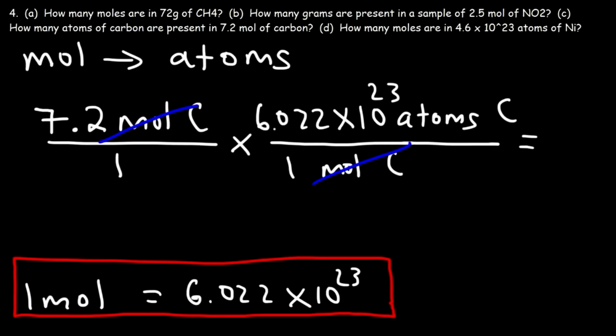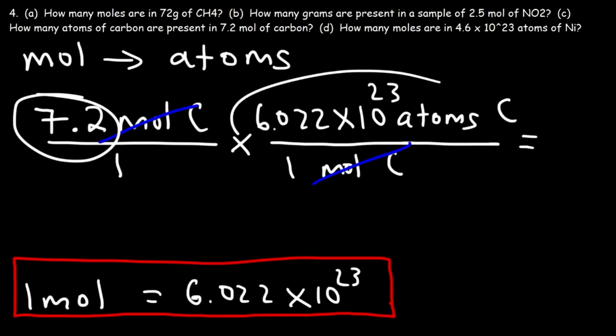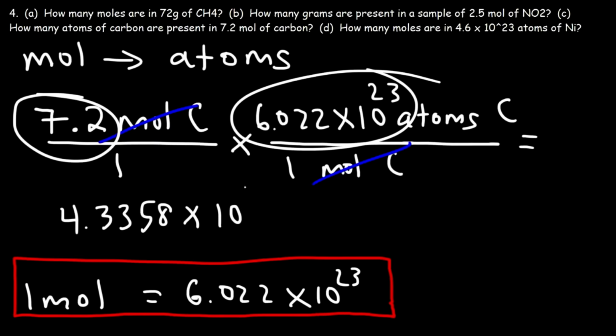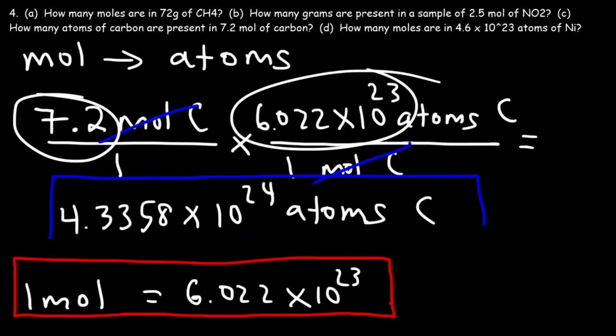So what we need to do in this case is multiply 7.2 by Avogadro's number. And so you should get 4.3358 times 10 to the 24 atoms of carbon. And so that's how you can convert from moles to atoms, by using Avogadro's number.